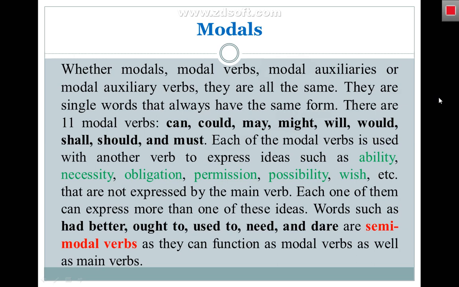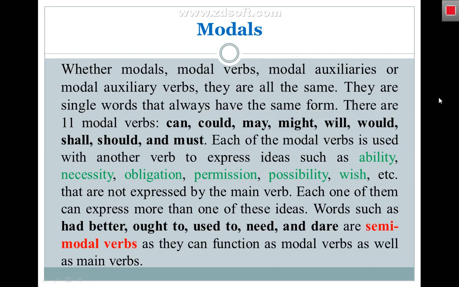So how many modals do we have? There are mainly 11 verbs. They are can, could, may, might, will, would, shall, should, and must.